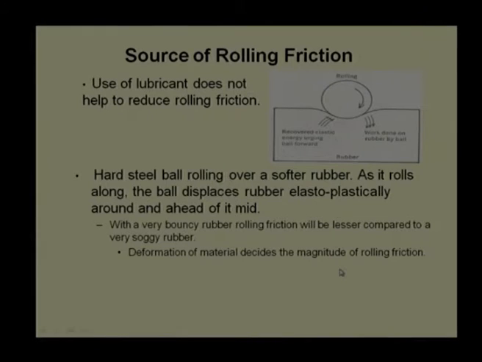So, we can say that deformation of material will decide the magnitude of rolling friction. Whether the coefficient of friction will be high or low can be decided by the material behavior. If the material is made of good rubber, obviously that rubber is made of good ingredients, in that case the coefficient of friction will be slightly lower compared to the simple butadiene rubbers.